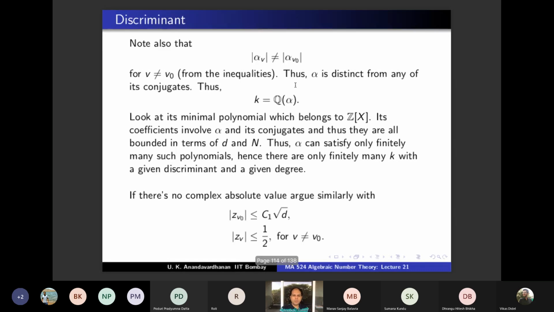If there is no complex absolute value, same proof; instead of the first two inequalities, you have just one inequality, C1 root D, with C1 large enough, depending only on n. So the same proof goes through. Okay. So this is the main result.